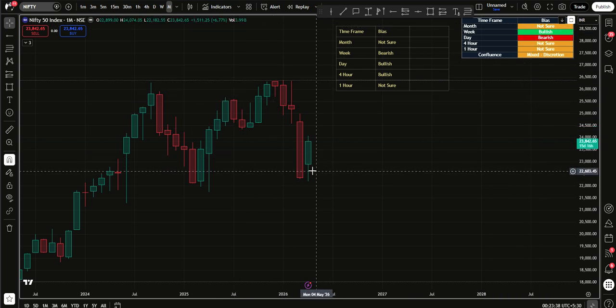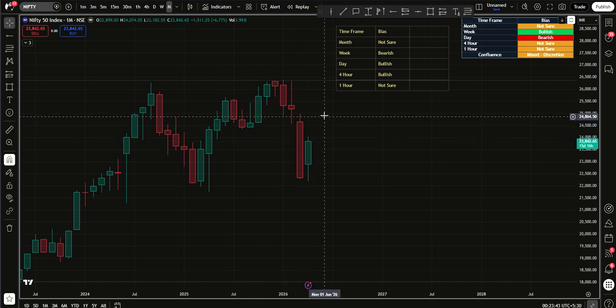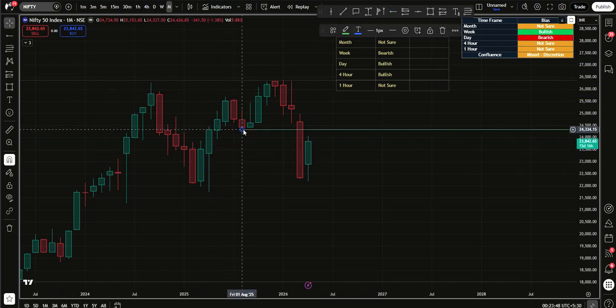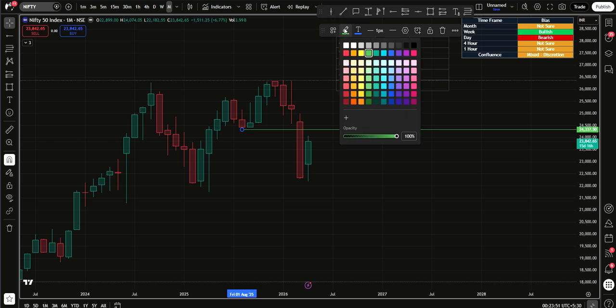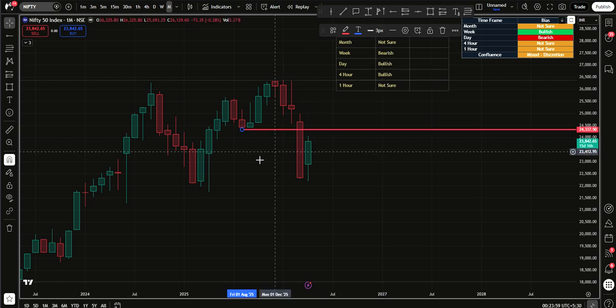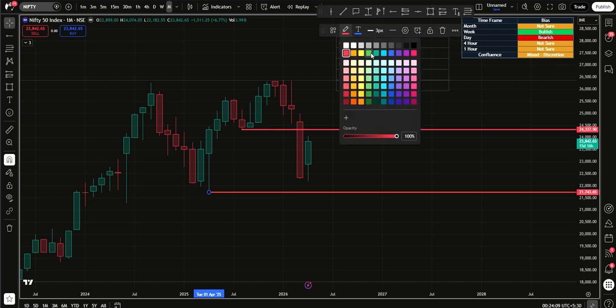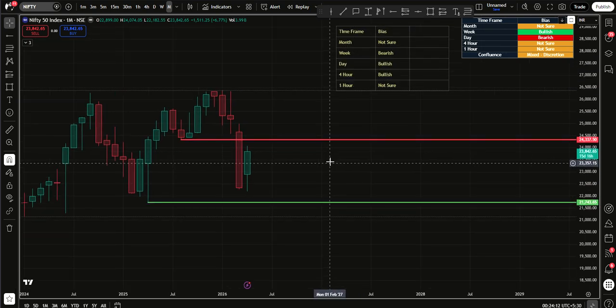Now on a monthly time frame, it looks interesting. It looks like this low could be tested. So let me mark on the monthly time frame this previous swing low, which could act as a resistance. Mark it with a thicker line, and support is right here. Let me mark it in green. So these are the important levels on a monthly time frame.